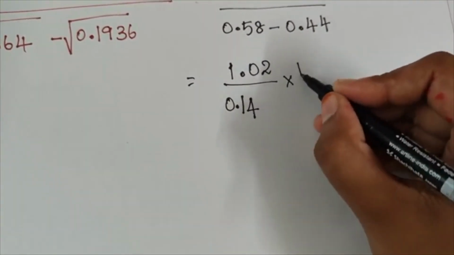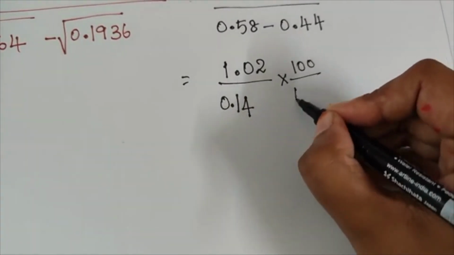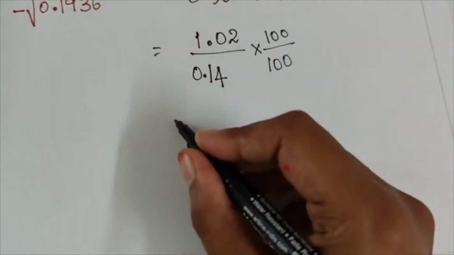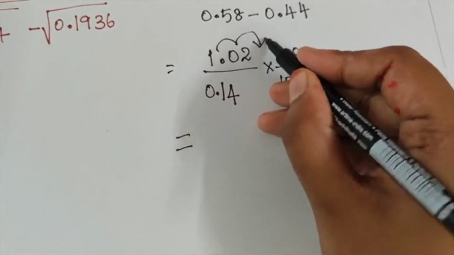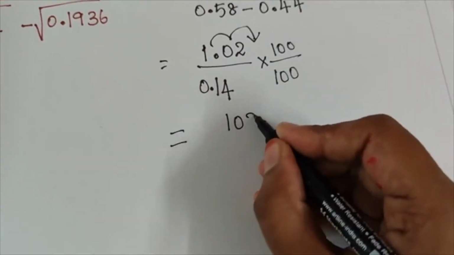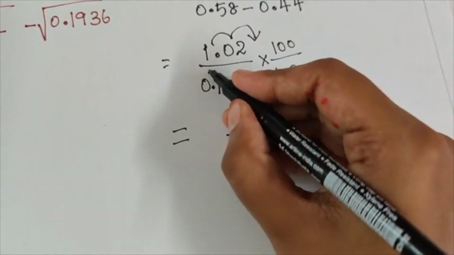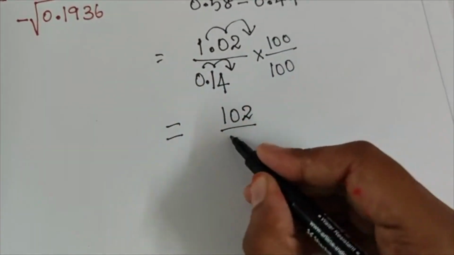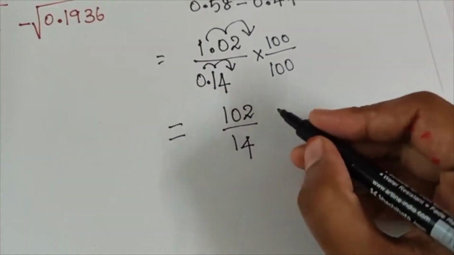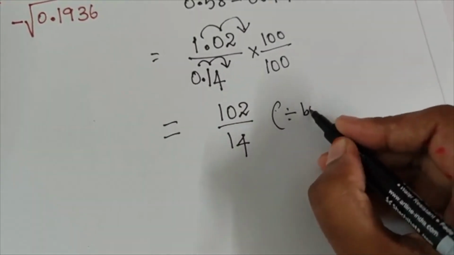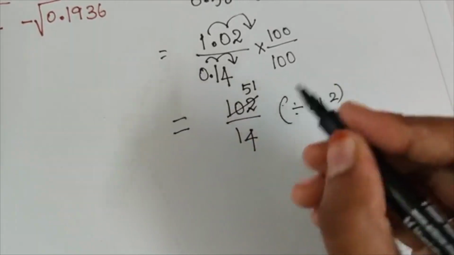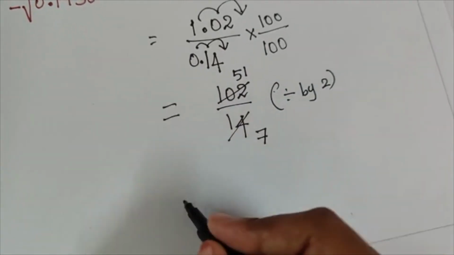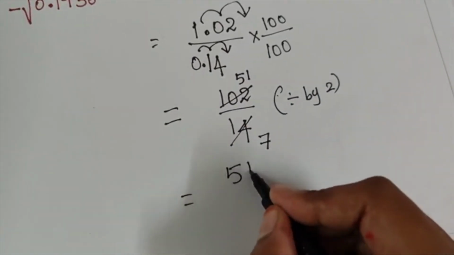Let me multiply and divide this by 100 so that the value doesn't change. So multiplying and dividing by 100, the decimal point moves 2 places. So we get 102 here. The decimal point moves 2 places, we get 14. 102 by 14, dividing by 2 table, in the numerator it is 51 and in the denominator it is 7. So the answer is 51 by 7.